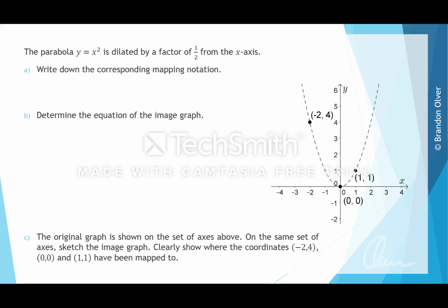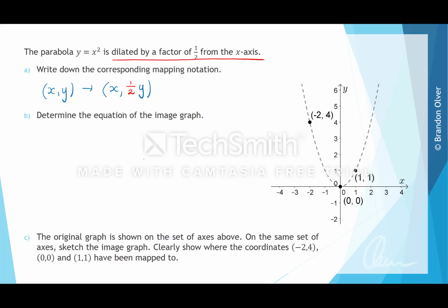The parabola y equals x squared is dilated by a factor of a half from the x-axis. For part A, we want to write the corresponding mapping notation. So for this transformation, we have x, y, and that is going to map to, and if we dilate from the x-axis, we're going to affect the y value. So it'll just be x, and then a dilation by a factor of a half is going to be a half multiplied by y.